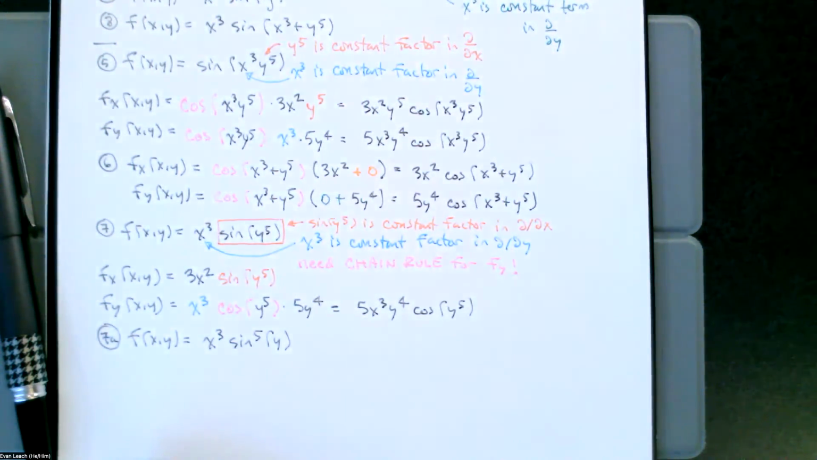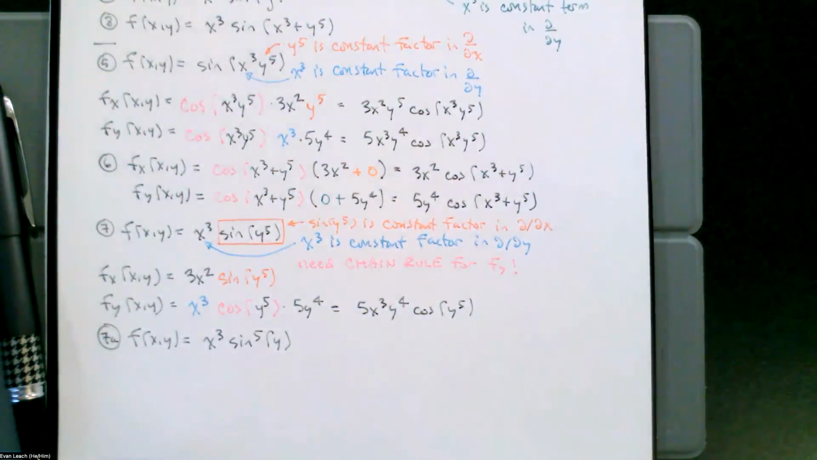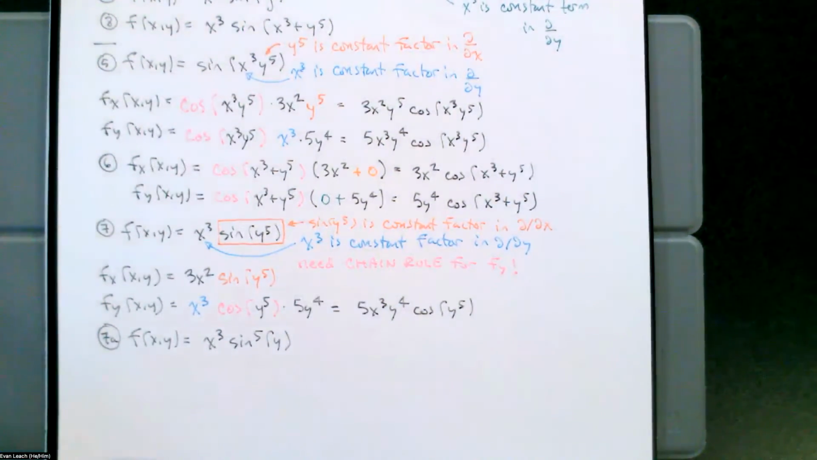Move the fifth power. I traded the order of the fifth power and sine. Instead of y to the fifth power first, then taking the sine of the result, take the sine of y, then take the fifth power of the result. But the read is still the same. Aside from that, it's only going to change what happens when we get down to the chain rule.